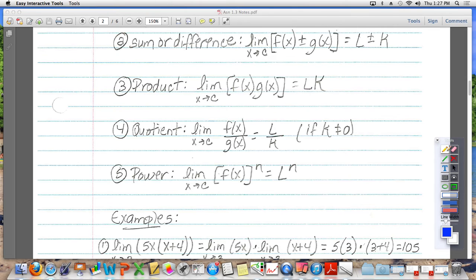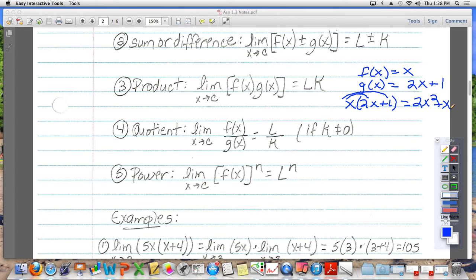For product, let's say that f of x, I'm going to keep this simple again, f of x is equal to x, and g of x is equal to, I'm going to go back to my 2x plus 1. You could multiply these two things, f of x times g of x. Okay, well, x times 2x plus 1. If you multiply them, you have to distribute the x in, getting you 2x squared plus x. You could get that, and then calculate the limit.